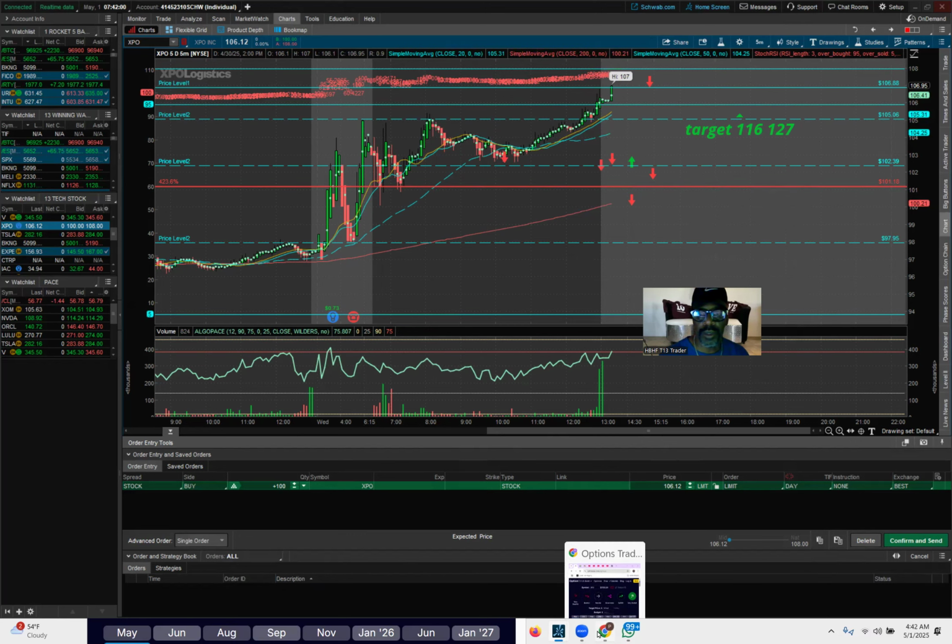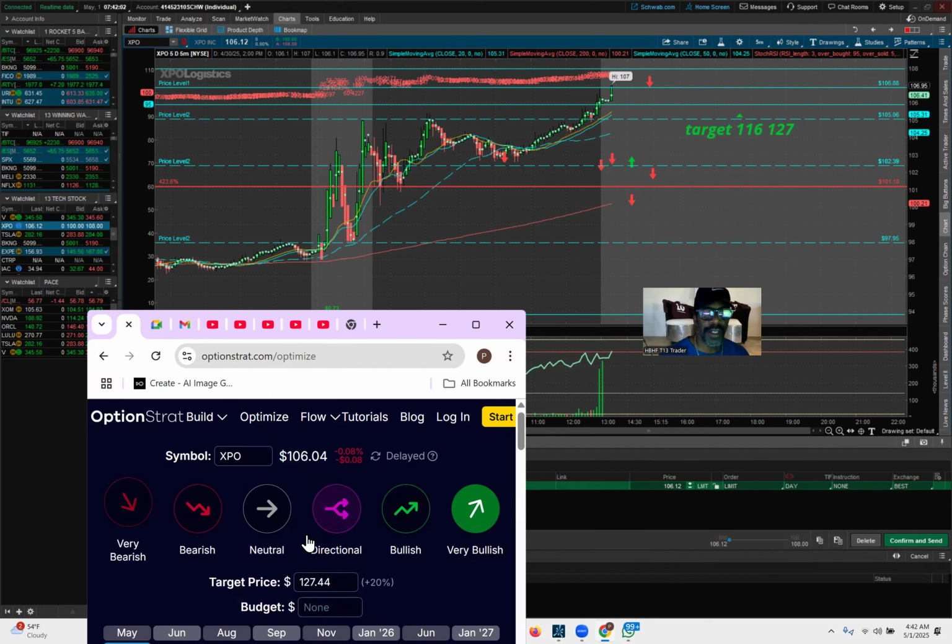Okay, let's look at where our put targets are. Let's bring our option strat chart back up and find out if the institutions aren't buying. 95 and 85 is our put target for XPO.